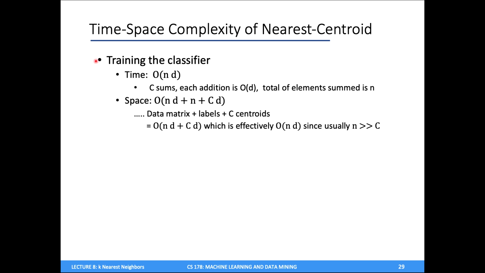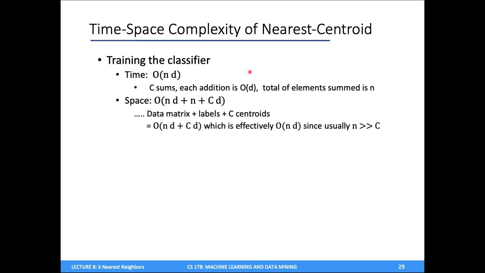Okay, so let's think about the time-space complexity for our nearest centroid classifier that we've seen. In terms of training this model, the time complexity is O(nd). The reason is that to train this model, all we have to do is compute each of the centroids. So we have C centroids that we need to compute, which requires taking an average over all of our n data points. And each of these n data points has a total of d components.